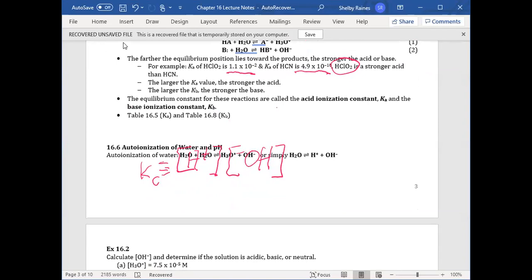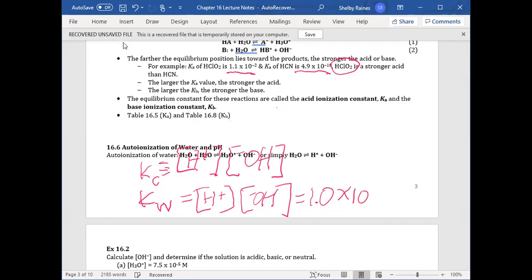So we could actually rename this as the Kw because it's for pure liquid water. So that's just H plus times OH minus. At 25 degrees Celsius, the Kw is equal to 1 times 10 to the negative 14, because it's a constant. So I'm giving you that. I didn't just make that up.